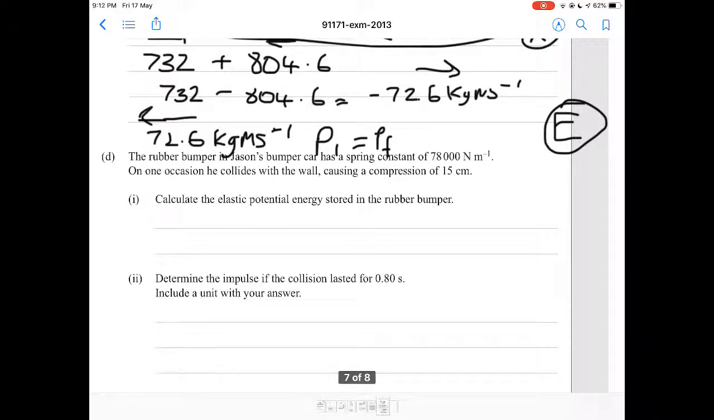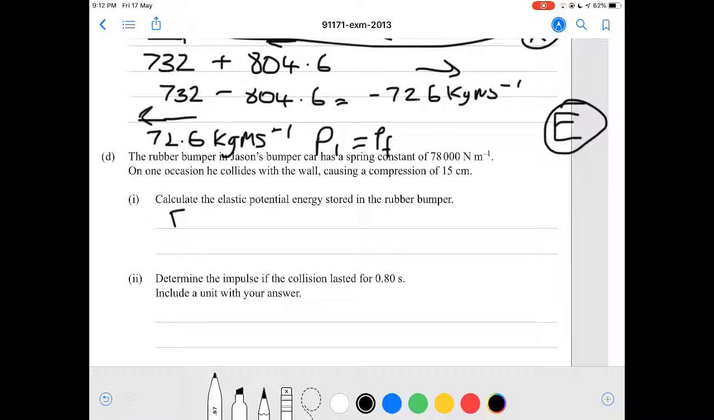Okay, so this question will just simply say that EP, for elastic potential energy, equals half kx squared. So in this question, they've already told you the spring constant, that's 78,000 newtons per meter. And they've told you the compression, that's 15 centimeters. So basically, you already know k and you already know x. So we're just going to substitute these numbers in and we'll find out EP, okay? It's just as simple as that.